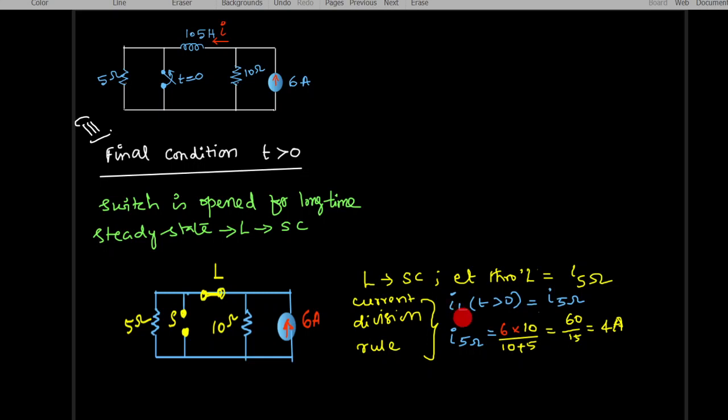So the inductor current for t is greater than 0 is nothing but the 5 ohm resistance current. This can be calculated as the total current 6 amps multiplied by resistance of the other branch 10 divided by the total resistances, that is 10 plus 5. This is equal to 16 by 5. So we got it as 4 amps. This is the inductor current that is flowing at t is greater than 0 time period. So we got it as 4 amps.